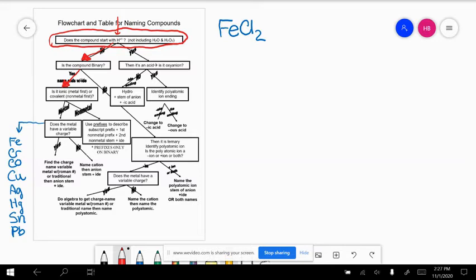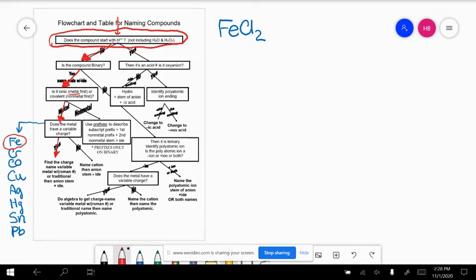Is it ionic or covalent? Well, iron, if you look on the periodic table of the elements, is a metal. So we're going to go down the metal route. This is an ionic compound. Does the metal have a variable charge? Well, let's look. Yes, it does. So it says find the charge, name the variable metal with a Roman numeral or the traditional, then anion stem plus IDE. That sounds like a lot, but let's pick through this.